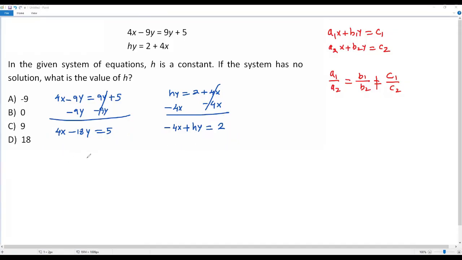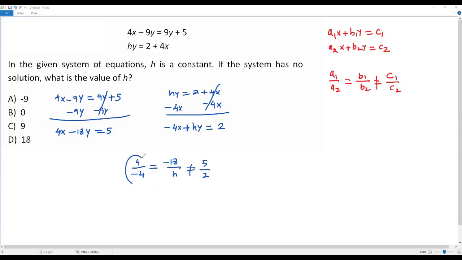Now let me write the ratio of the coefficients of x, that is 4 divided by negative 4. And also the ratio of the coefficients of y, that is negative 18 divided by h. And also the ratio of the constant terms, that is 5 divided by 2. Since the given system has no solution, the ratio of the coefficients of x and the ratio of the coefficients of y must be equal, and they won't be equal to the ratio of the constant terms. Since these two ratios are equal, we can solve for h in this equation.